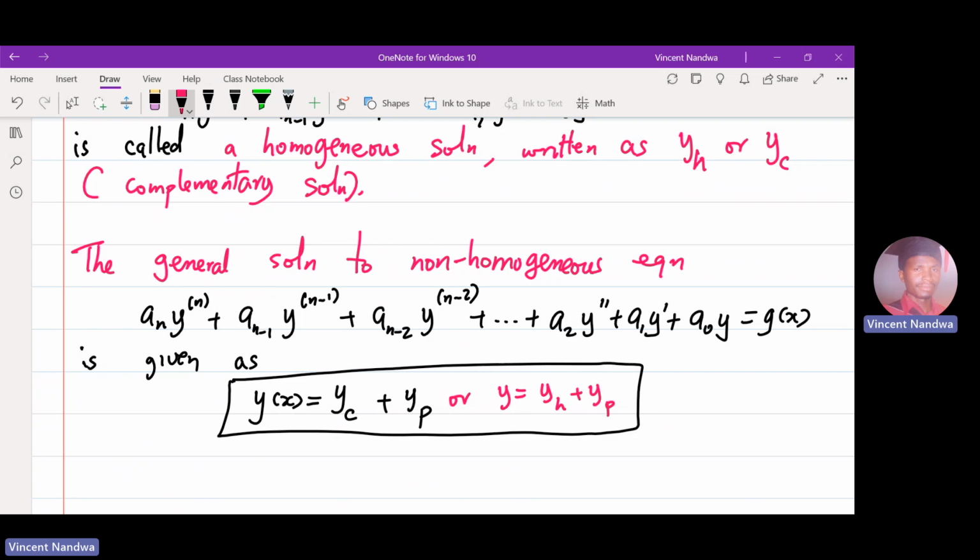So the interest here will be, how do we find the particular solution to a given differential equation? And now with the particular solution, we get the homogeneous solution, and then the final general solution will be the summation of the two types of solutions.